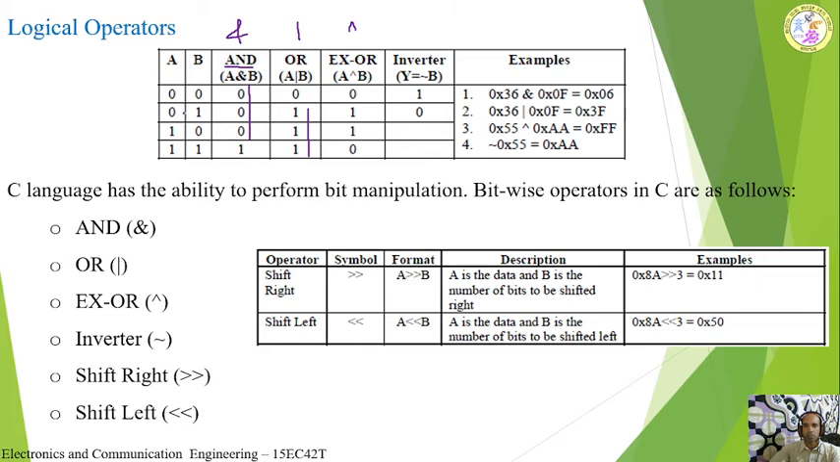We know for the XOR operation, when the inputs are different, so here the inputs are different and here the inputs are different. So when the inputs are different, then only the output is 1. Otherwise, the output is 0.